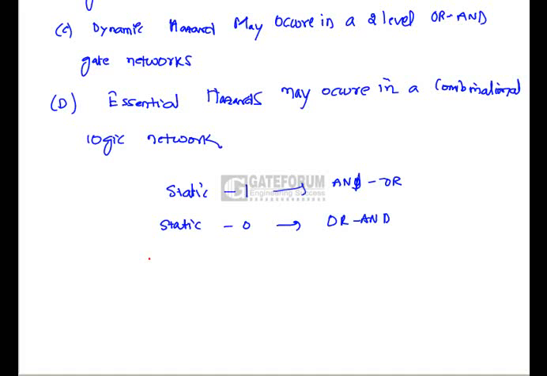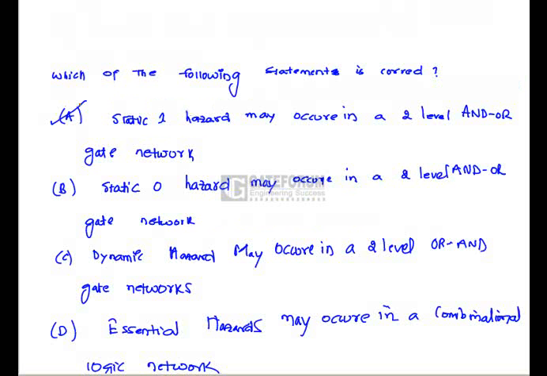Whereas when it comes to essential hazards, these hazards occur in sequential circuits, not in combinational circuits. Hence, option A is correct.